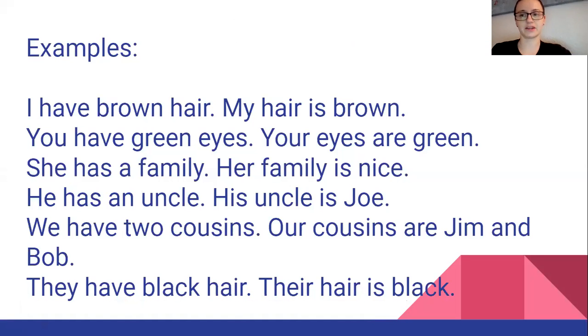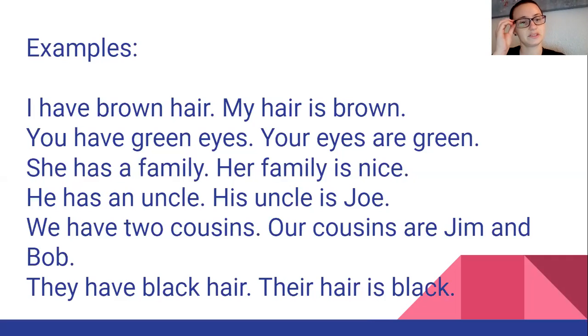You have green eyes. Your eyes are green. She has a family. Her family is nice. He has an uncle. His uncle is Joe. We have two cousins. Our cousins are Jim and Bob. They have black hair. Their hair is black.